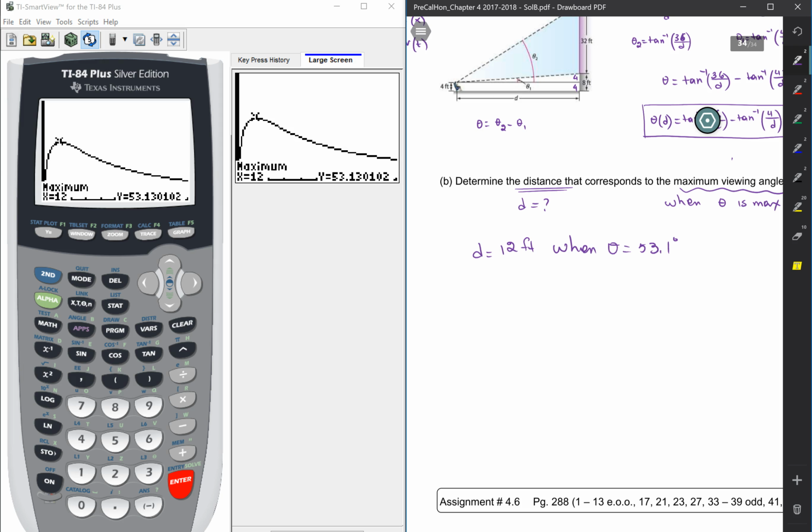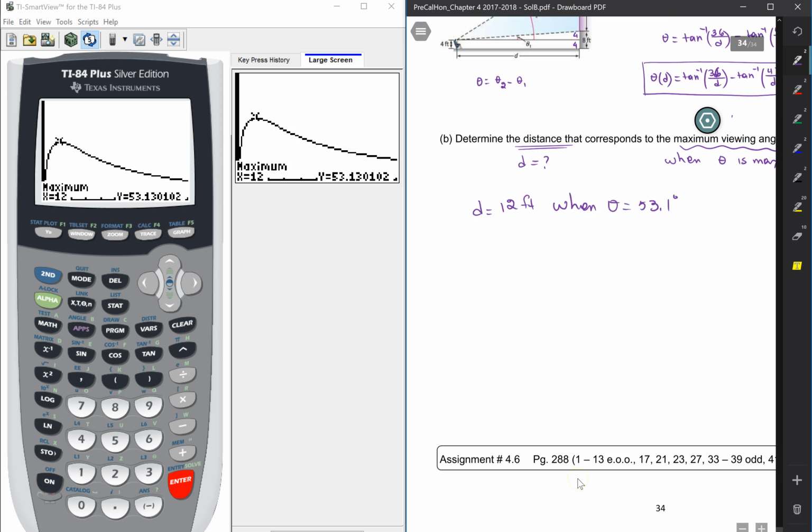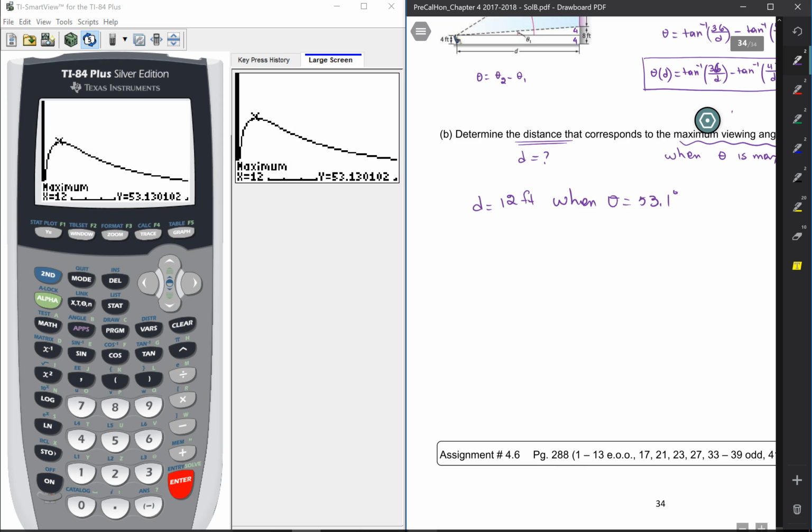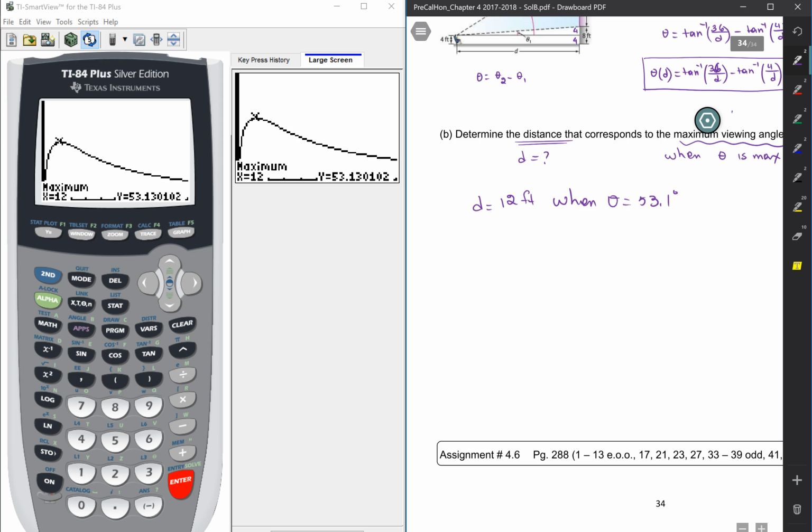Okay, now I would like for you guys to complete this homework, but minus the graphs. So don't do the graphs.